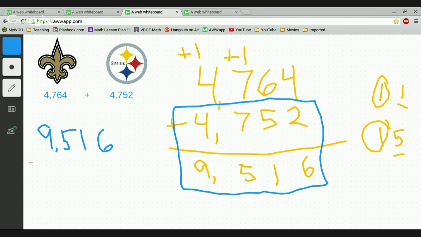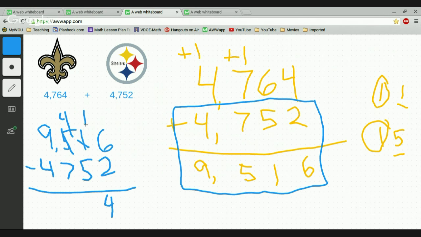9,516 minus, because I'm doing the opposite of addition, 4,000. Oh, I'm lining this up incorrectly. Let me try that again. 2, 5, 7, 4. 6 minus 2 is 4. Can't take 5 from 1, so I'll need to borrow from here. 6. Can't take 7 from 4, so I'll need to borrow.